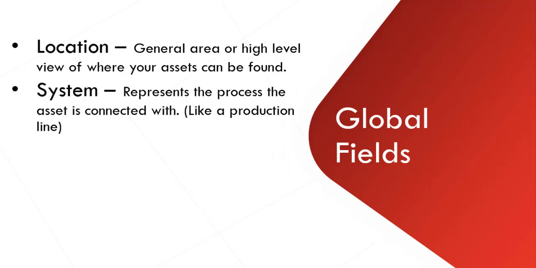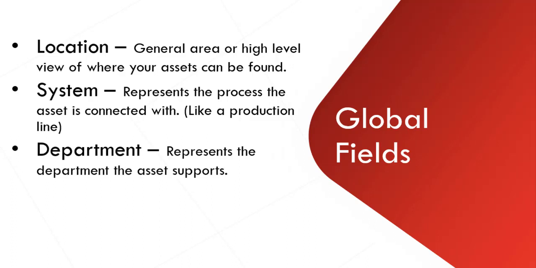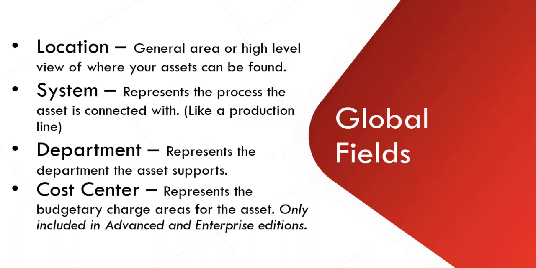Next is system, and this represents the process that the asset is connected with. So think of something like a production line. Third, we've got department, which represents the department that the asset supports. And then finally, we've got that cost center, and this represents the budgetary charge area for the asset. Again, this is only available in the advanced and enterprise editions.